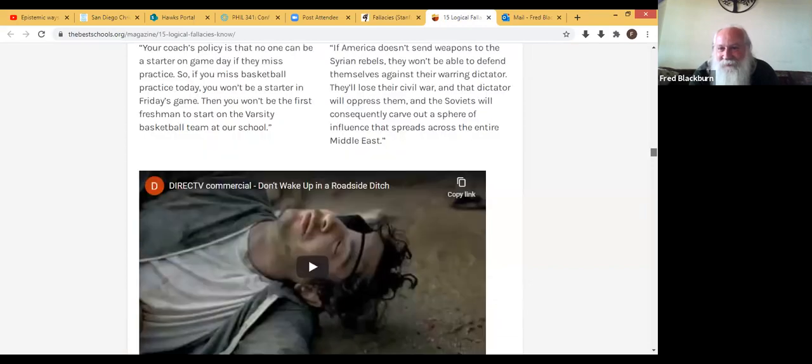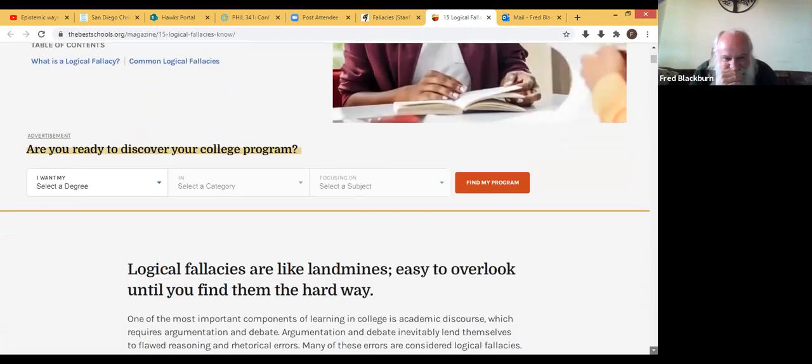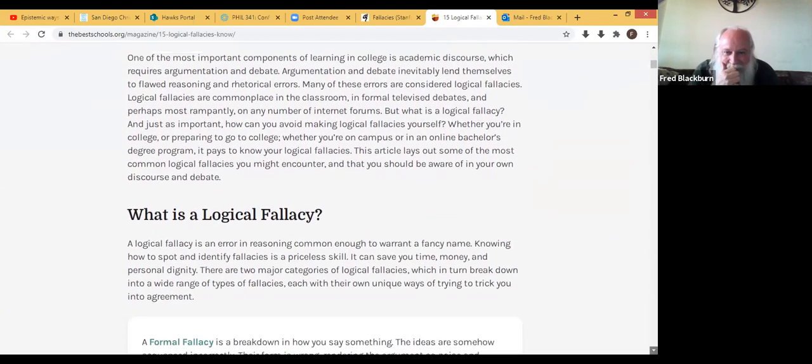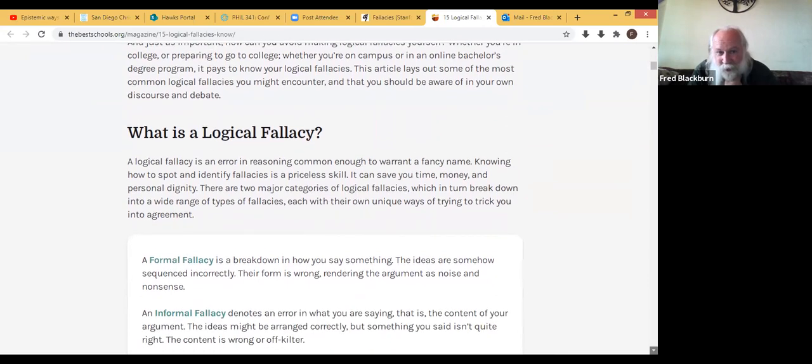All right. I found this article, which, can you see this article with the African American woman picture? Is that showing it? Okay. So 15 logical fallacies you should know before getting into a debate. What is it? They'll probably explain it a little better. A logical fallacy is an error in reasoning common enough to warrant a fancy name. Knowing how to spot and identify fallacies is a priceless skill. It can save you time, money, and personal dignity. There are two major categories of logical fallacies, which in turn break down into a wide range of types of fallacies, each with their own unique ways of trying to trick you into agreement.